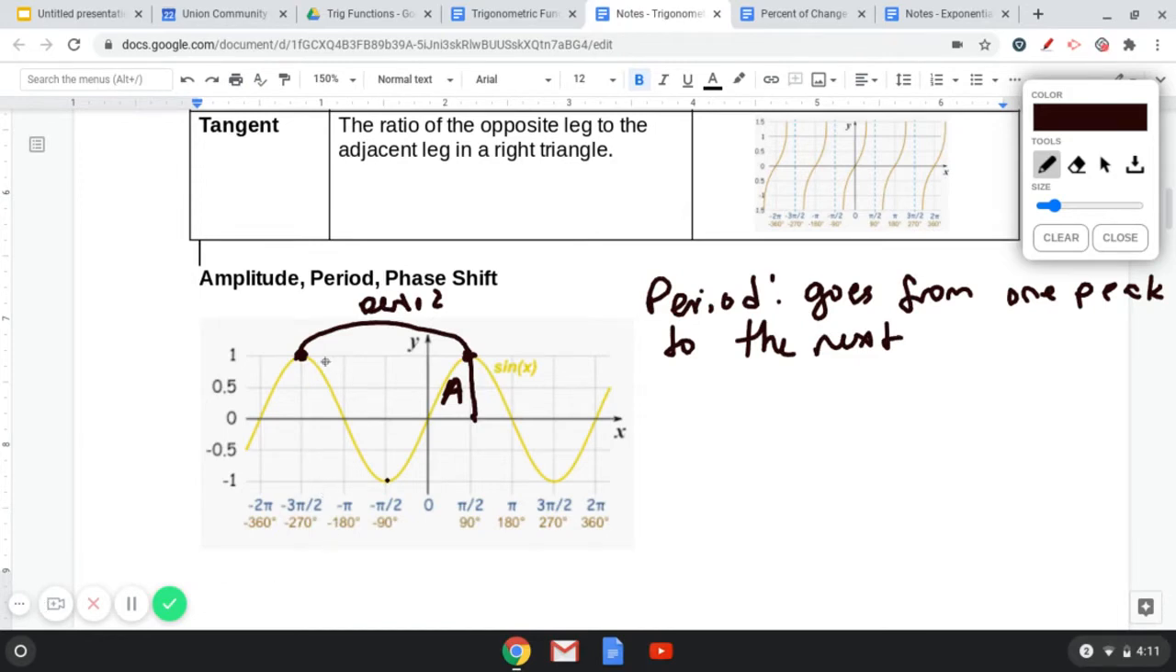So for example, this goes from -3 pi over 2 all the way to pi over 2. That is a distance of 2 pi. Therefore, this function will repeat every 2 pi. And lastly, phase shift is just a horizontal shift.